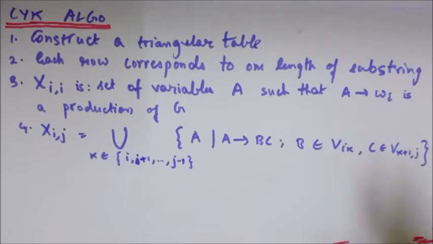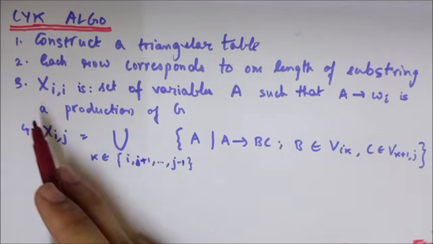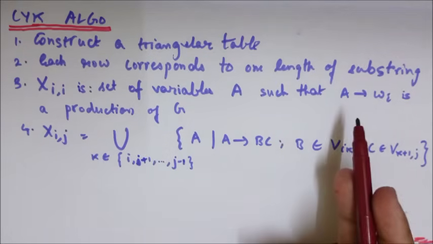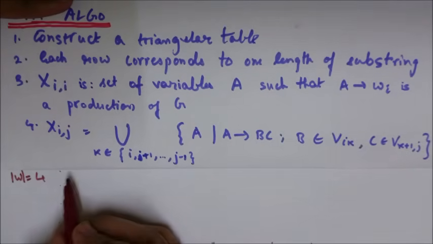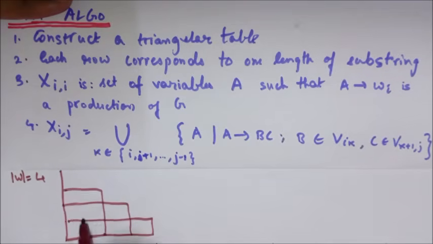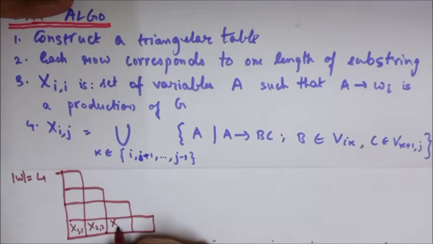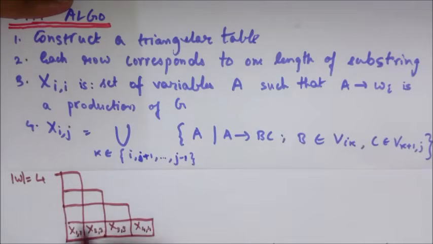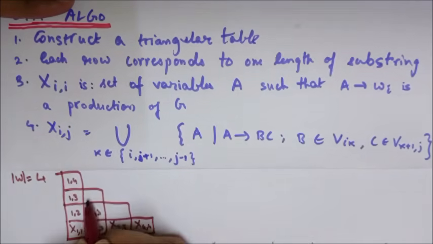Moving on to the algorithm, the first step is to construct a triangular table where each row corresponds to one length of the substring. So, say the length of our string is 4. Our triangular table will have 4 rows and 4 columns. Now let us name the cells of the table. This is x of 1 comma 1, x of 2 comma 2, 3 comma 3, 4 comma 4. Vertically it will be 1 comma 2, 1 comma 3, and so on.